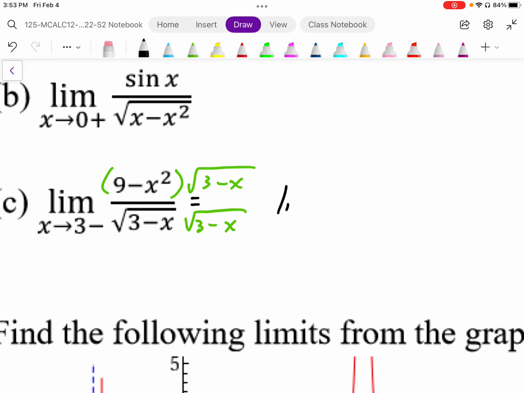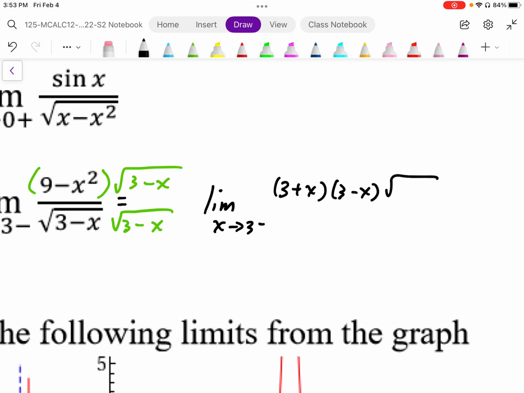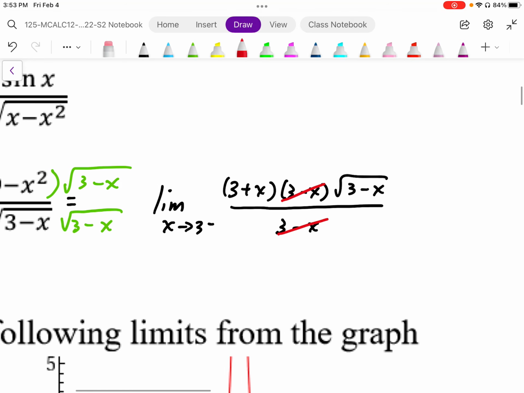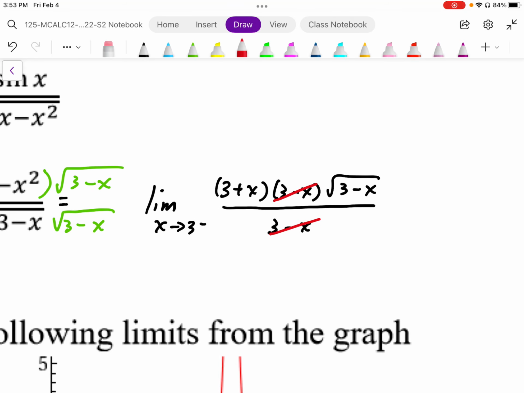Okay, so I'd end up with the limit as x approaches 3 from the negative side. I'm going to factor this, 3 plus x, 3 minus x, and then I have that extra factor of square root 3 minus x, and in the denominator, I end up with the 3 minus x factor. And by doing this, I've generated a factor which I can cancel out and get rid of the divide by 0. So I've now gotten rid of the divide by 0.